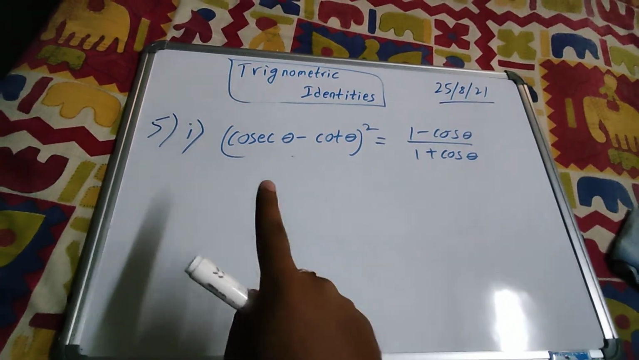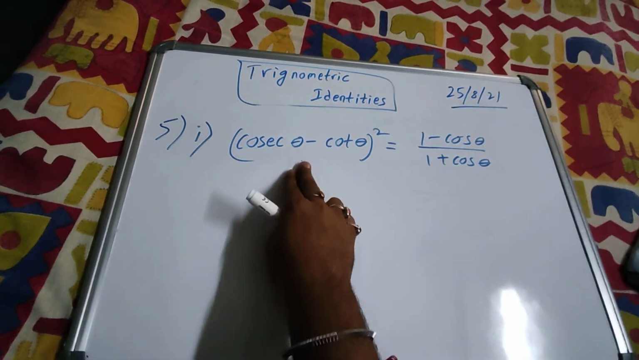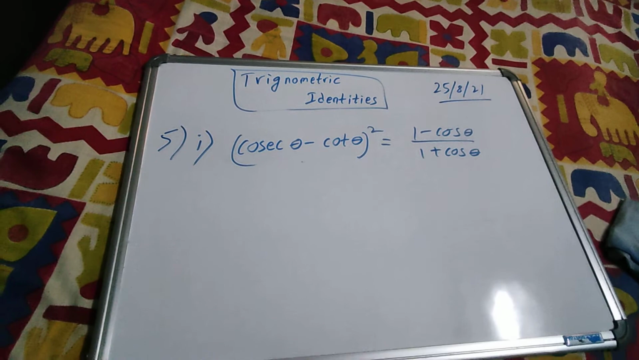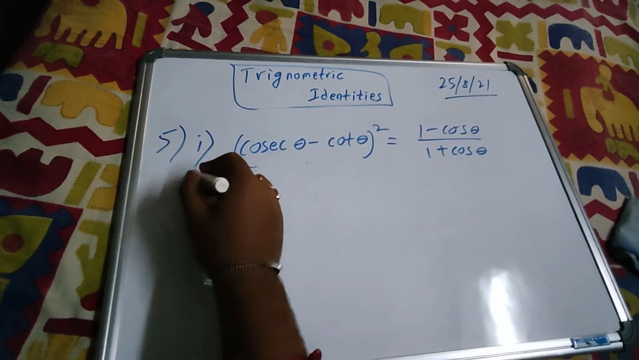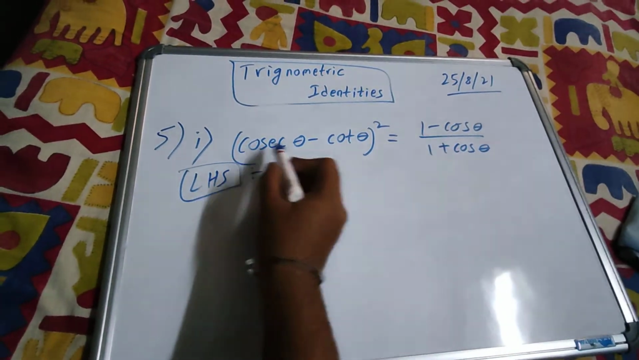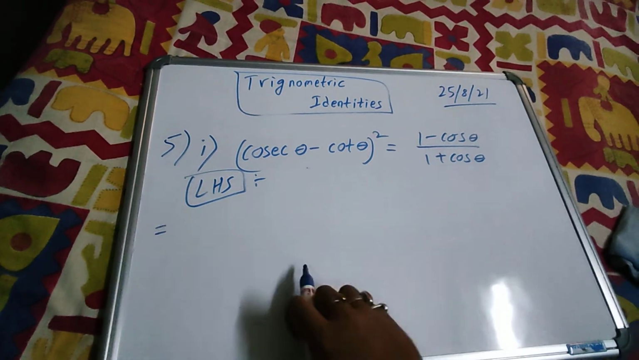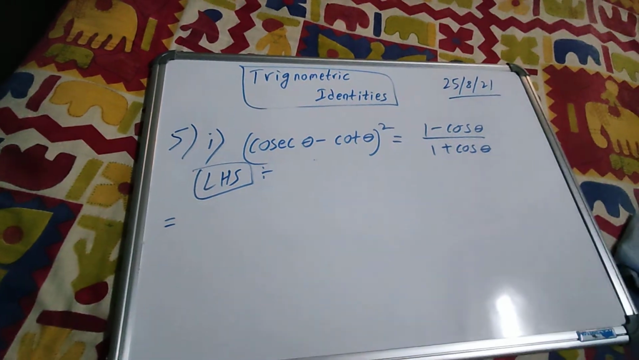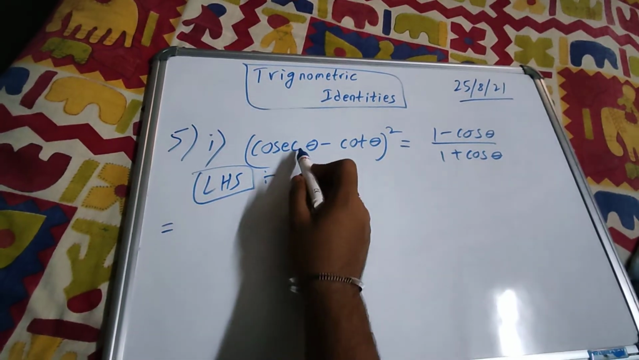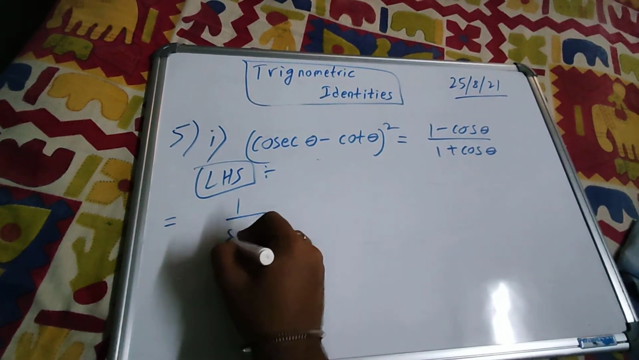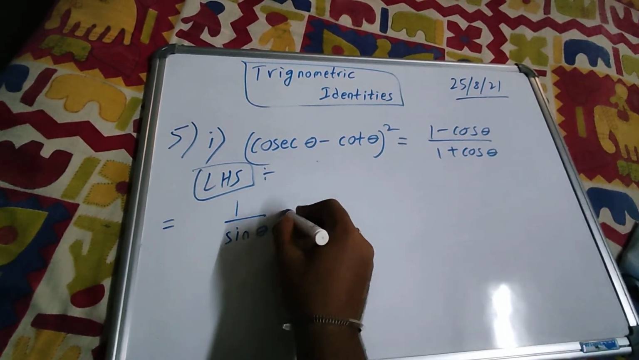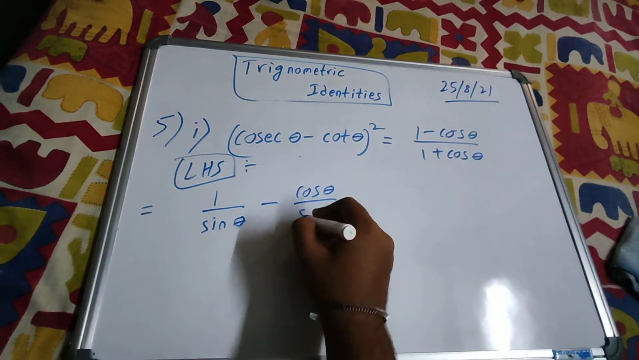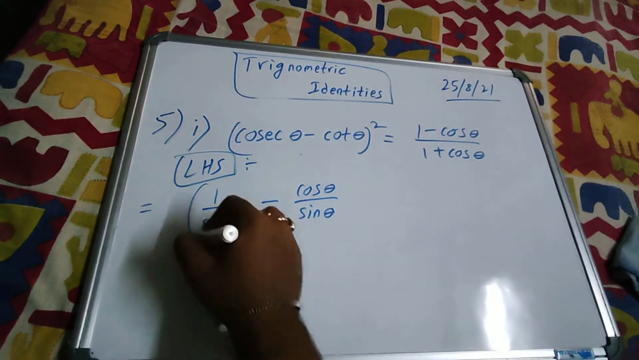We have to prove left hand side equal to right hand side. I will take the left hand side; you can take the right hand side also. Let's take LHS. Now LHS is cosec theta minus cot theta, whole square. What I will do is break cosec theta and cot theta in terms of sine and cos. What is cosec theta? Cosec theta is 1 by sine theta, if you remember from the first exercise, and cot theta is cos theta by sine theta. Now these things are whole squared.